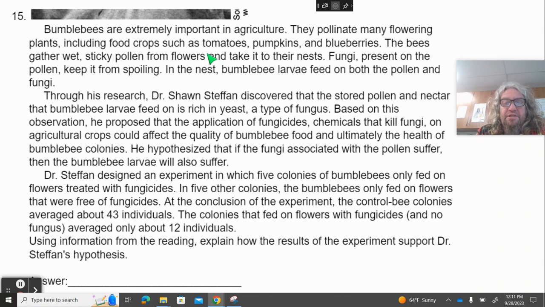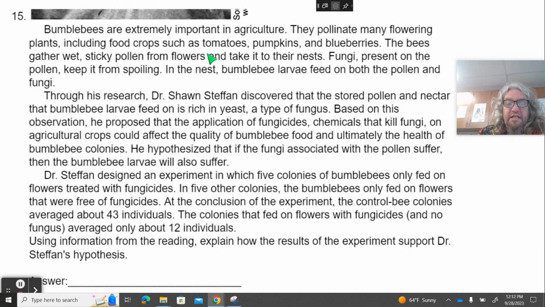Through his research, Dr. Sean Steffen discovered that the stored pollen and nectar that the bumblebee larvae feed on is rich in yeast, a type of fungus. Based on this observation, he proposed that the application of fungicides, chemicals that kill fungi, on agricultural crops could affect the quality of bumblebee food and ultimately the health of bumblebee colonies. He hypothesized that if the fungi associated with the pollen suffer, then the bumblebee larva will also suffer.